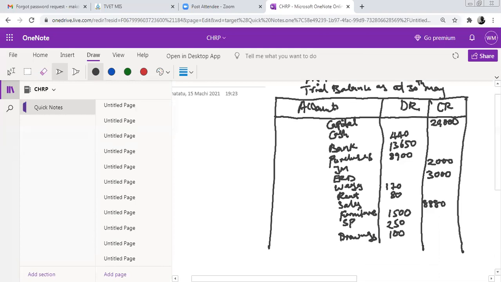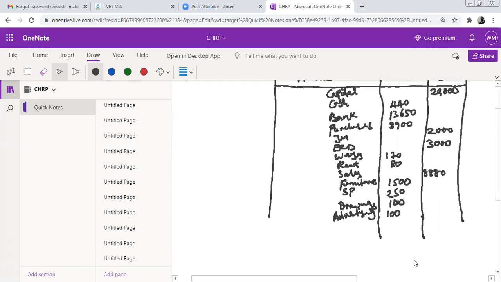Yes, there's advertising. Advertising and KM and drawings. Advertising was okay, debit 100. Then there is who? KM. KM 890. Debit or credit? Debit of 890. Oh, sorry, I had 8090.